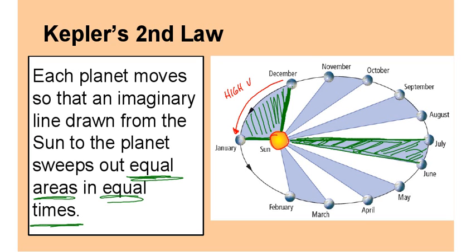And then as the planet starts to move away from the sun, farther and farther, the sun's gravity is pulling that planet back. It's slowing it down, and we cover a very small arc right there. So we have a low velocity.